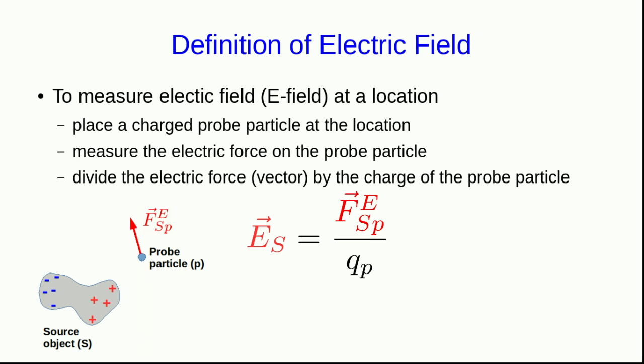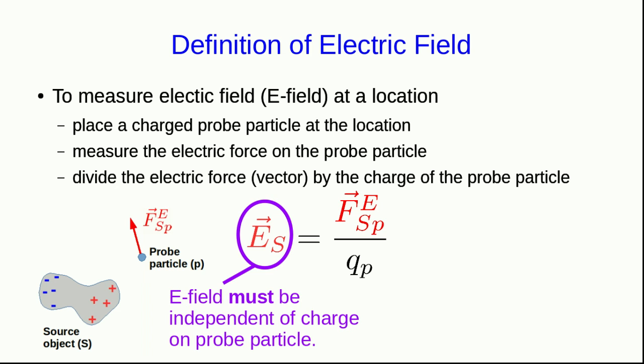Well, it doesn't matter. We still know that while the force may not be determined by Coulomb's law, it will still be proportional to the charge on the probe particle. And so dividing that force by the charge on the probe particle will still give us an electric field, which is independent of what probe particle we use. This is very important, and let me go through it in detail. By definition, the electric field has to only depend on the source object and the location where we are measuring the electric field. It must not depend in any way on the probe particle.